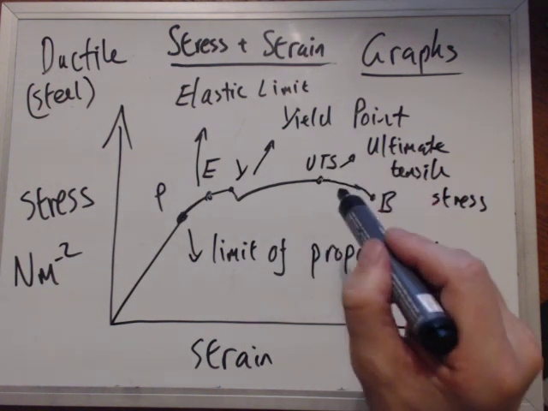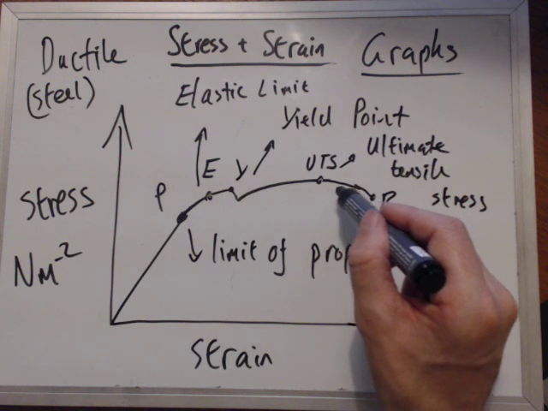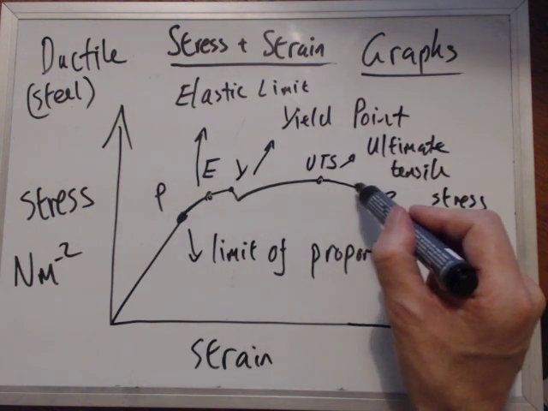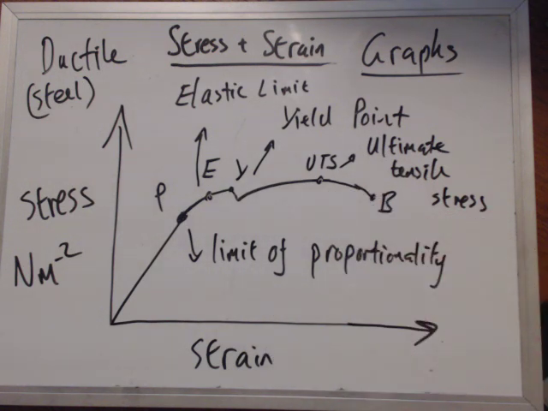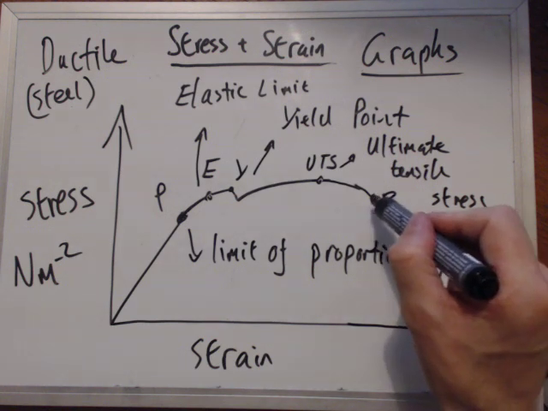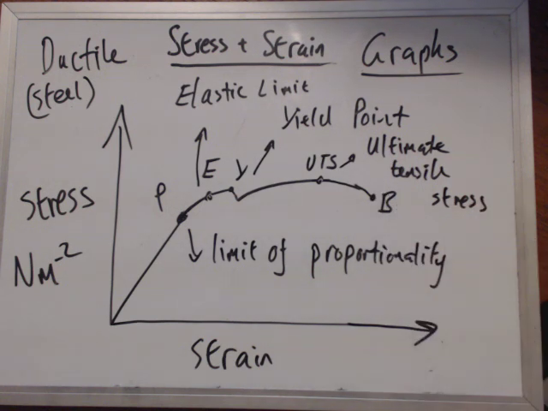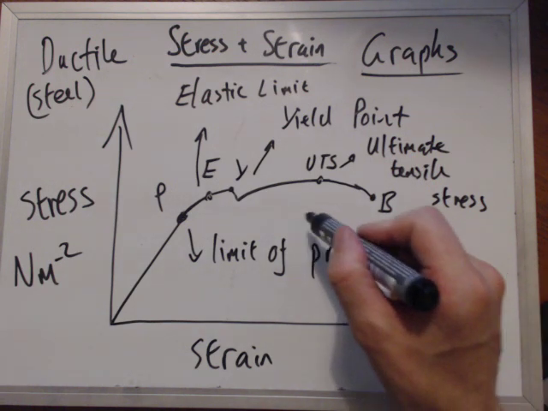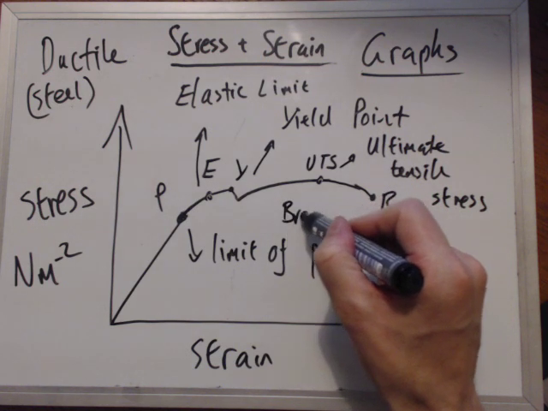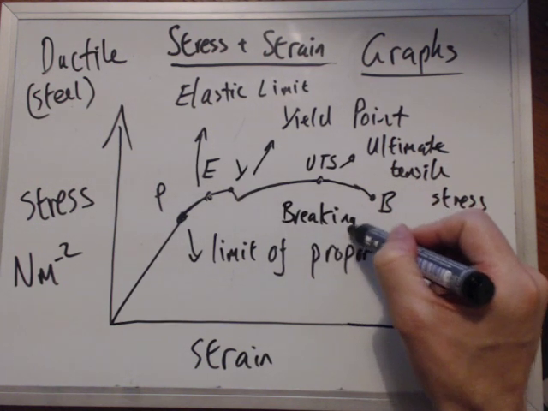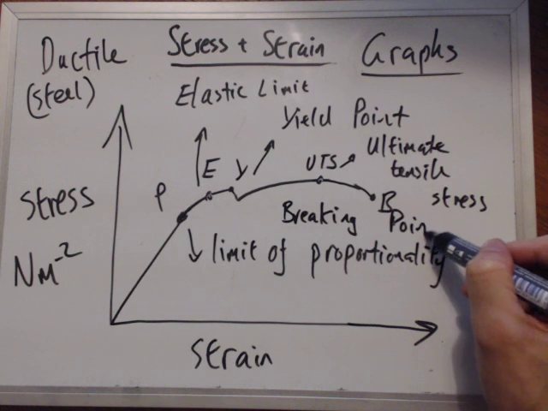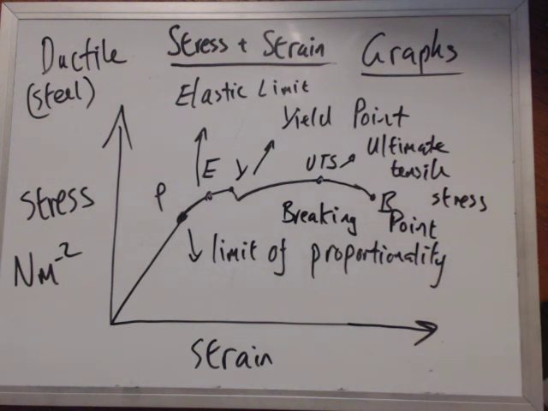And after the ultimate tensile stress, you notice the stress will decrease until eventually, as it stretches, the stress recorded decreases, and it breaks at B, where B is known as the breaking point. Okay, so the material will break there.